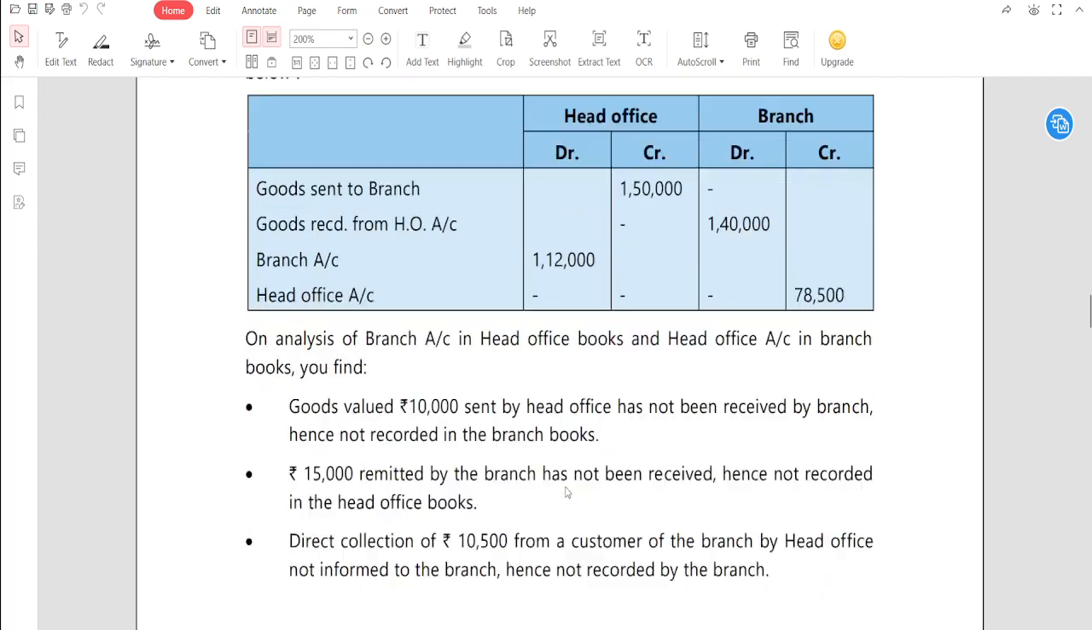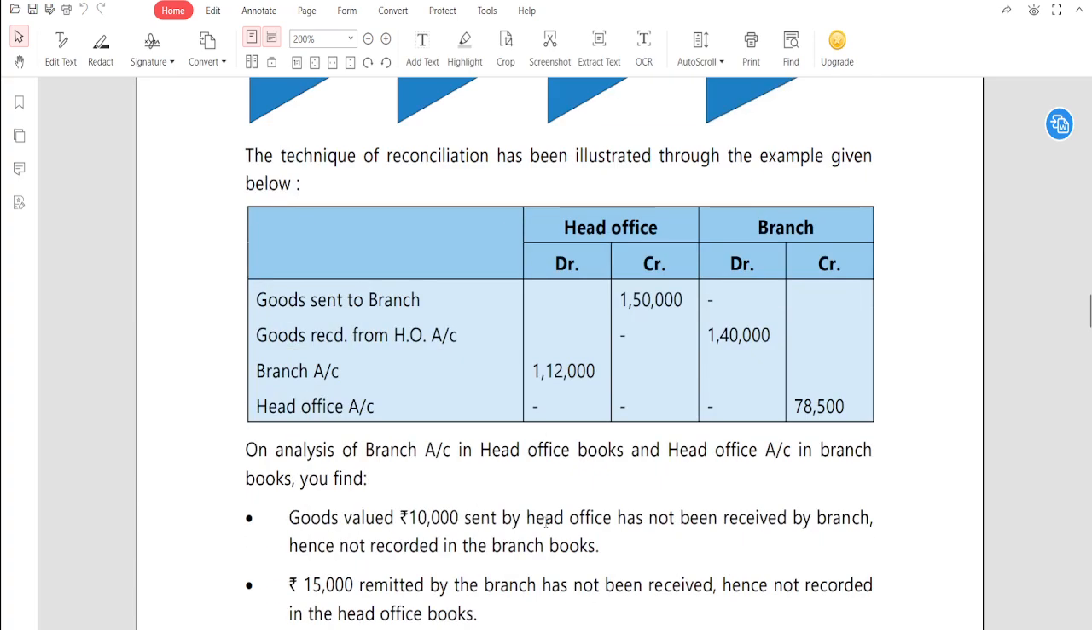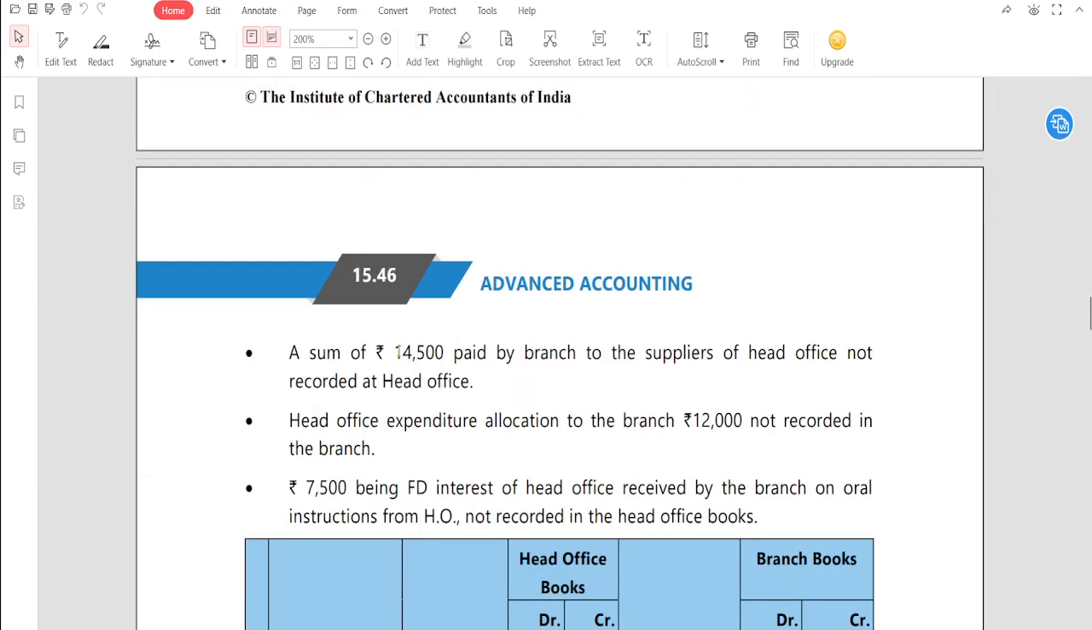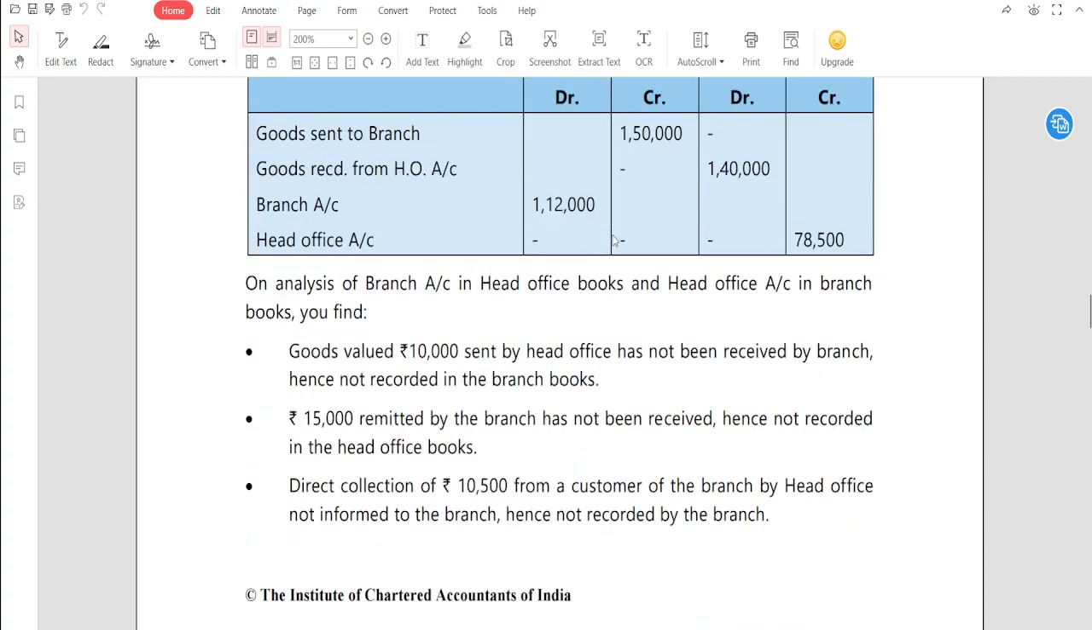Perfect. Next, sir. A sum of rupees 14,500 paid by the branch to the suppliers of HO, not recorded in HO. See, the branch paid HO's supplier. It means definitely HO should reduce the amount of 14,500 from the 1,12,000, because the branch paid the liability of the HO. So it means the amount to be received from the branch has to be reduced in the HO books.